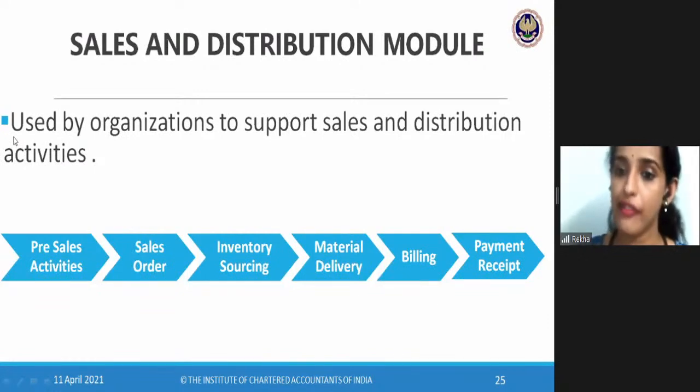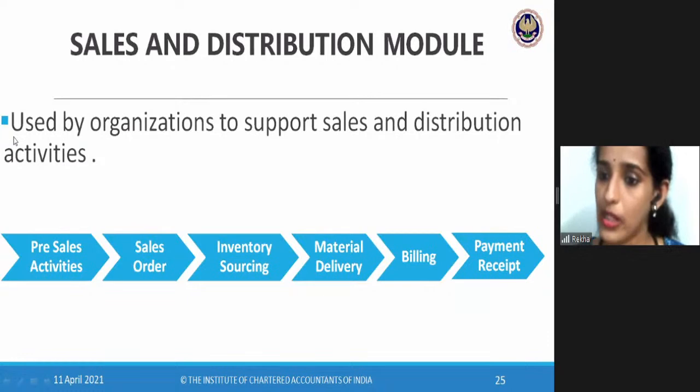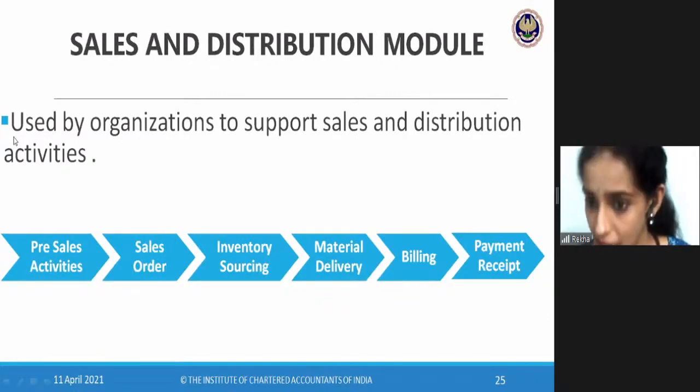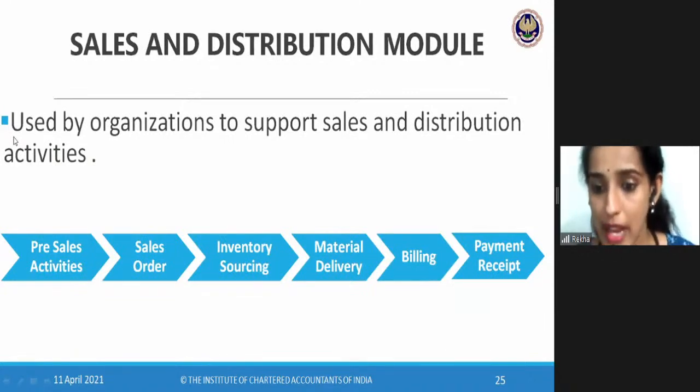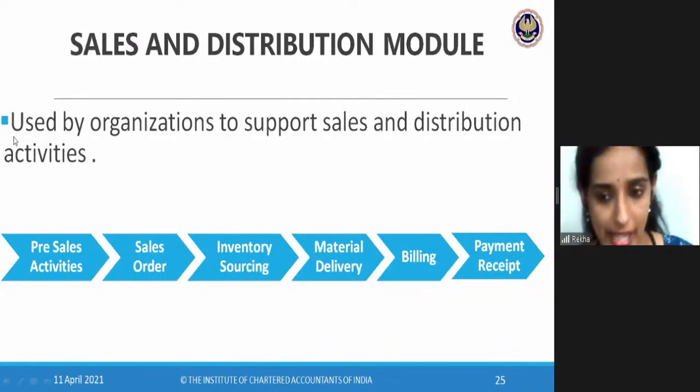So in order to manufacture that product, what is the first thing? Check whether raw materials required for that are present. If not, go purchase the raw material. Inventory sourcing, sourcing the inventory required to manufacture that. Then once after inventory sourcing, manufacture happens. Then once the manufacture is done and the particular product is ready, it will be delivered to the customer, material delivery.